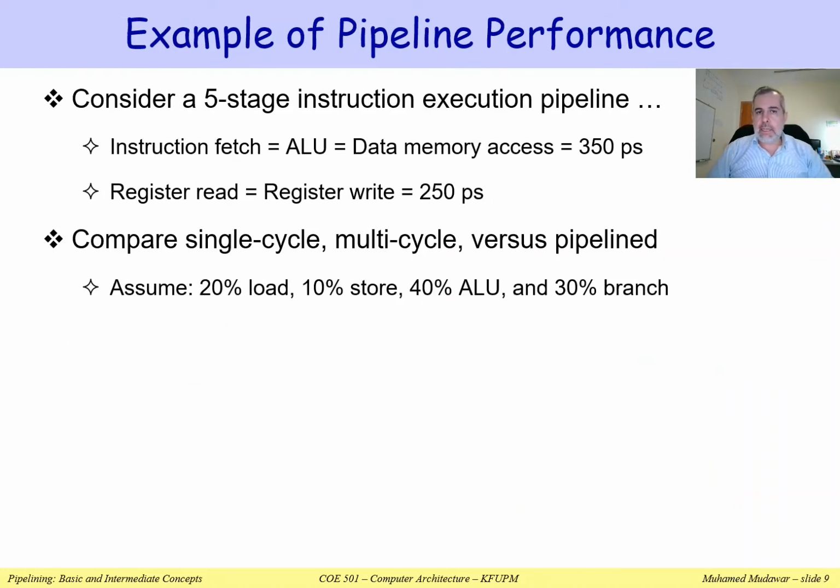Let us take a look here at an example of pipeline performance before I go into the details about what the data path and control are, and how to deal with data hazards and control hazards. Before I talk about all of these topics, let me just show you a quick example about pipeline performance. In this example, we are considering a 5-stage instruction execution pipeline. To fetch an instruction from the instruction cache, it takes 350 picoseconds.